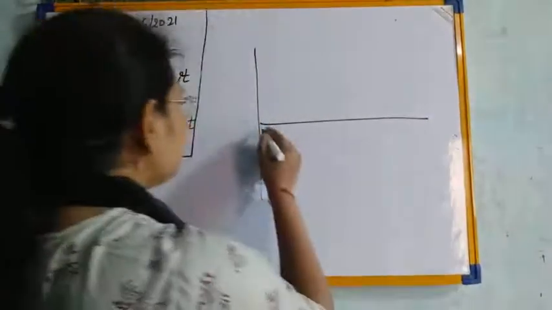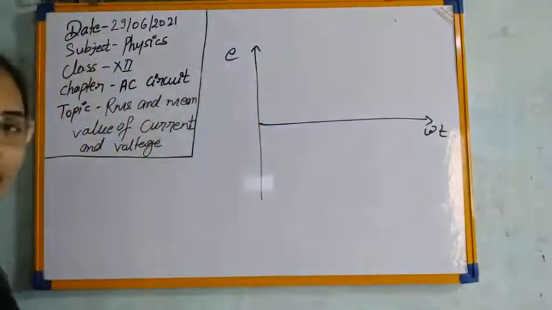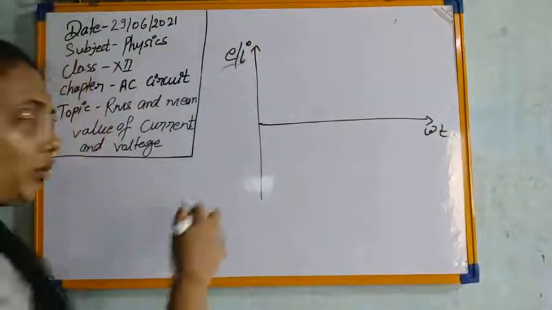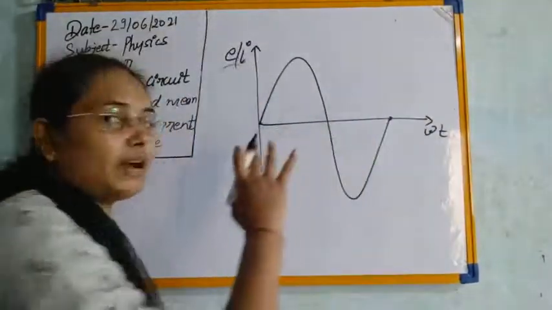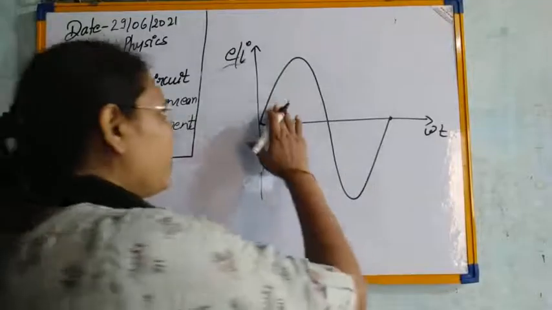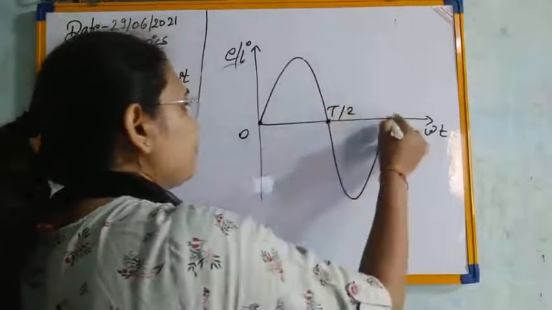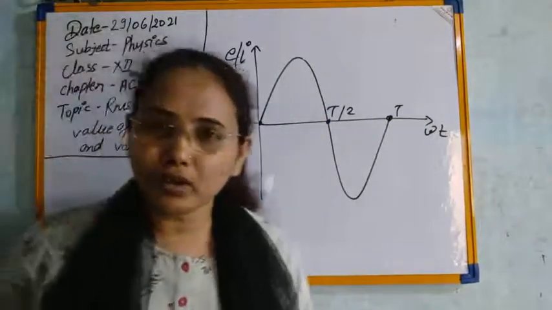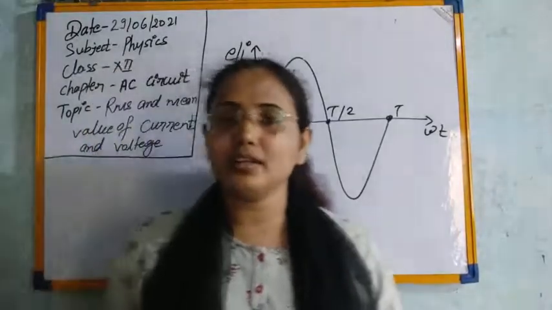Here, with omega t on the axis, suppose we are plotting the graph for voltage or current. We get such a graph for the AC, with positive and negative half cycles. Whenever you see only the half cycle, from 0 to T by 2, over this half cycle the current flows in only one direction, and you know that unidirectional current is called direct current.